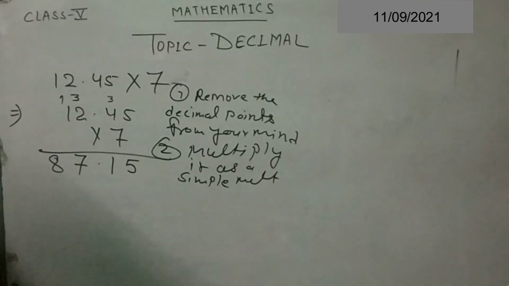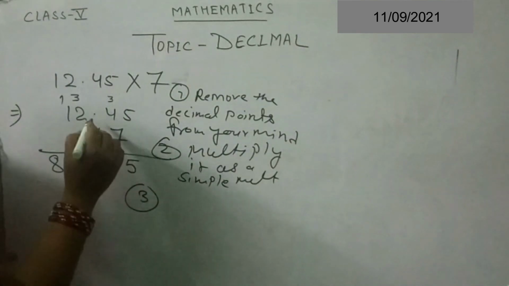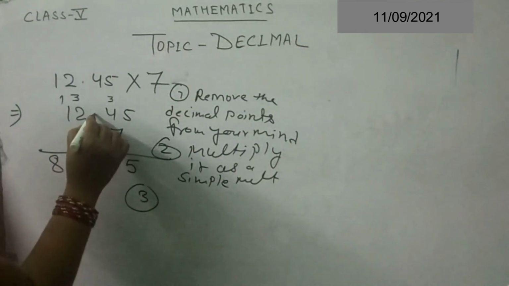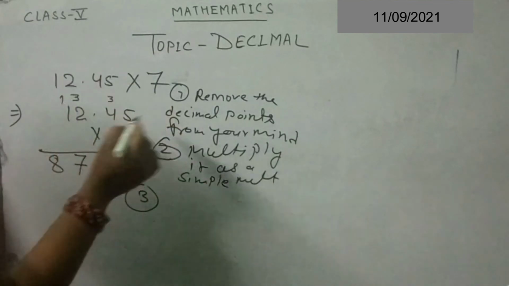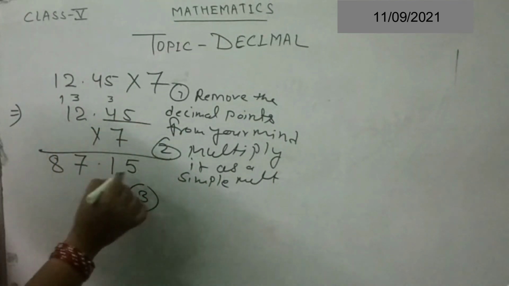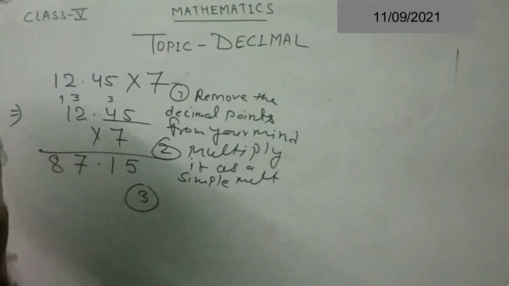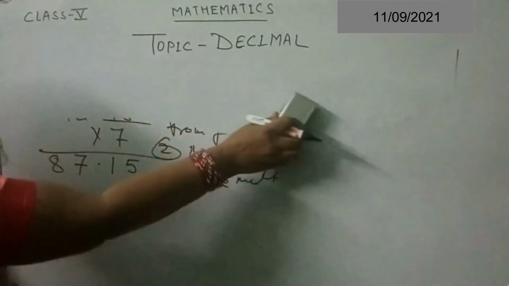And after that, place a decimal in the answer. See here how many digits are on the right side of the decimal point. Here 2 digits are there. So in the answer you have to count 2 digits and put the decimal point. Only 3 steps are here.